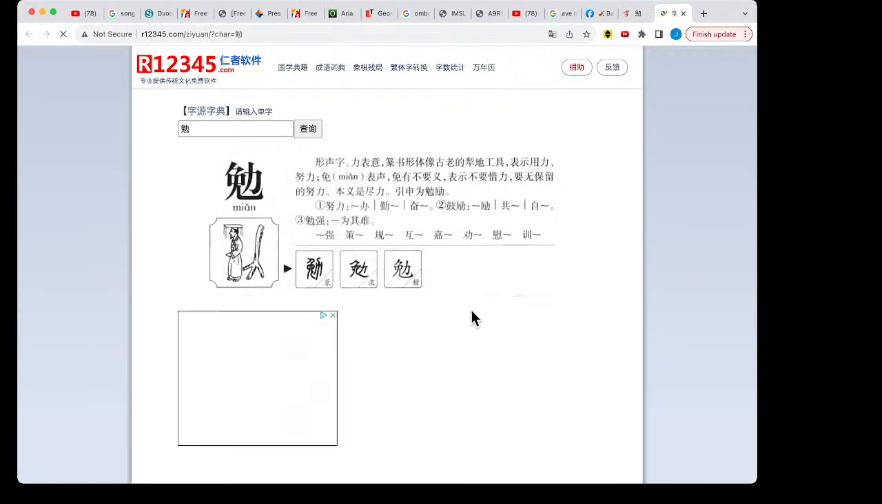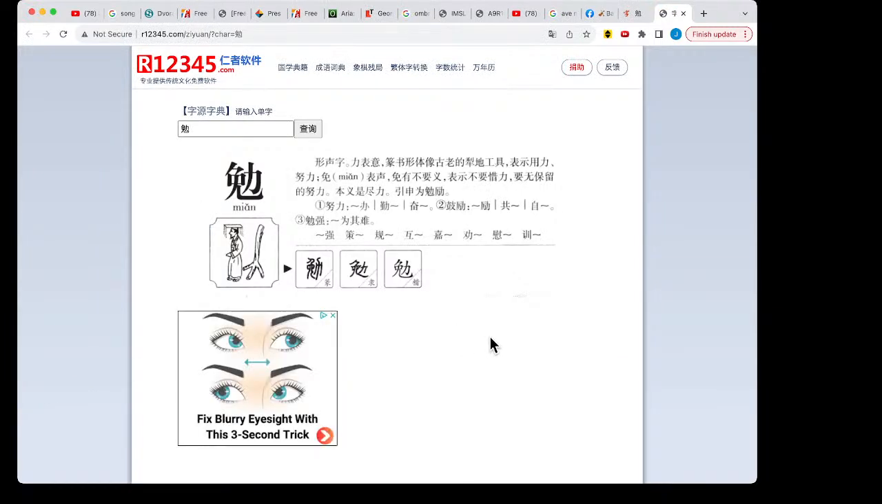Let's take a look at it. This is about hardworking, therefore it has this force character right there, right? And on the left hand side is the character 免. 免 has the meaning of do not, or do not want. Here, it does not mean do not work. It actually means do not give up, or do not hold back. So basically it means all out. 勉.